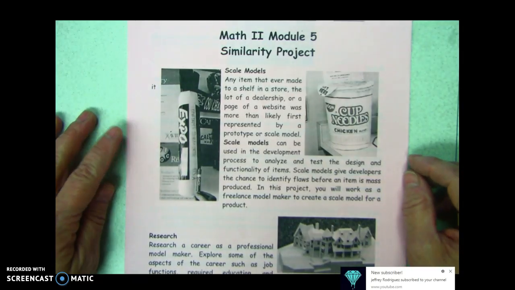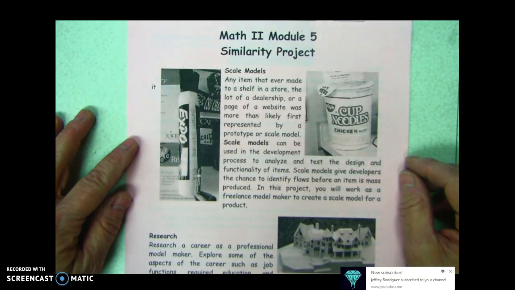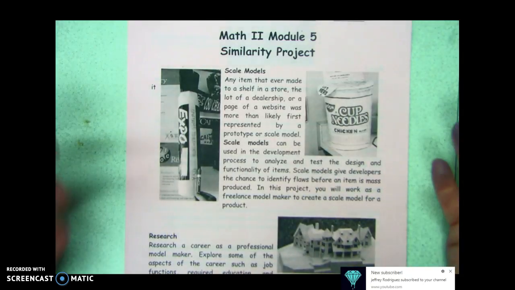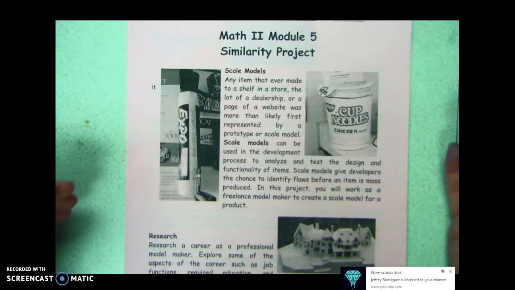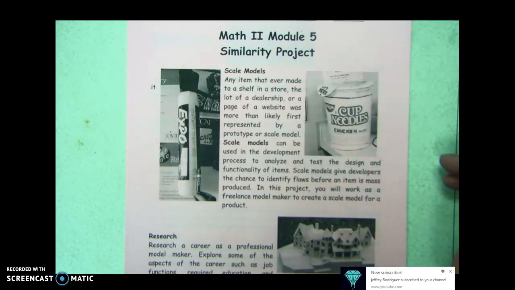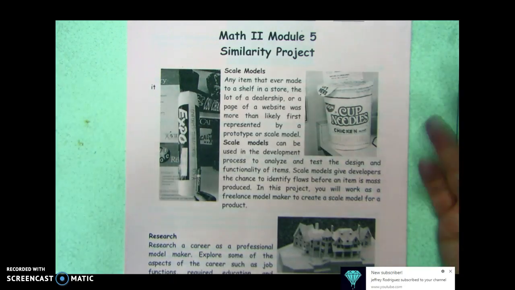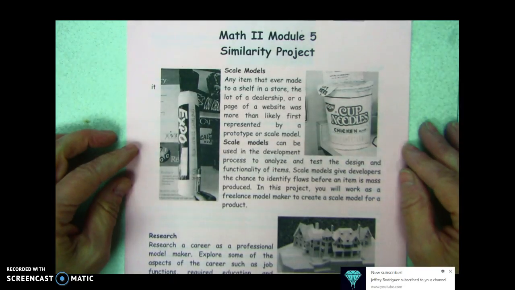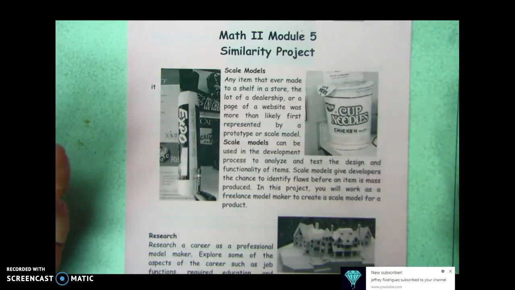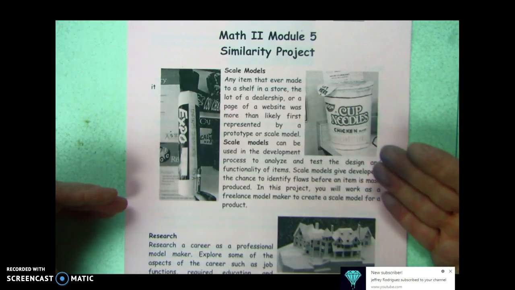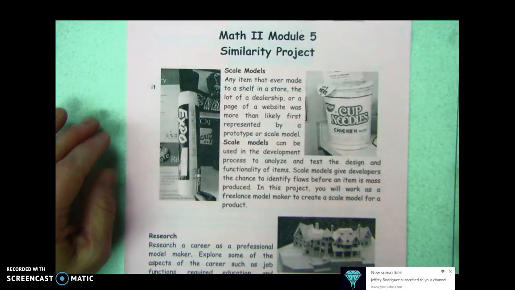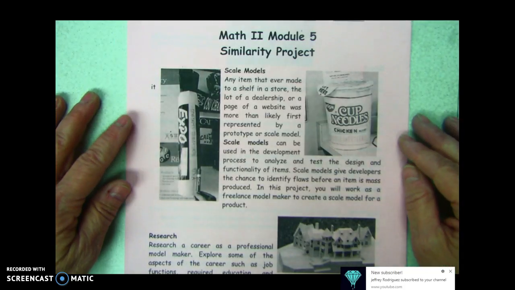We're finally starting our similarity project, and you are going to get the chance to make an enlargement of any object that you would like. So we'll talk more about the rules on that as we go through the project packet. As I'm doing this, I'm going to go through each page and explain to you what's going on with the project. So make sure that you do have your pink packet with you. So make sure that gets handed out.